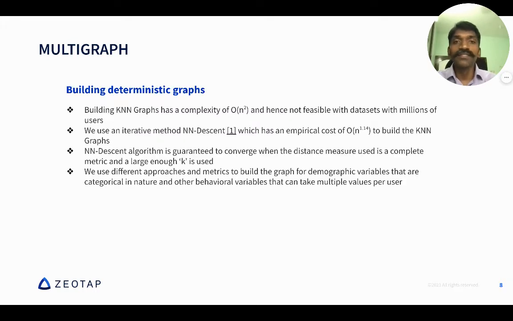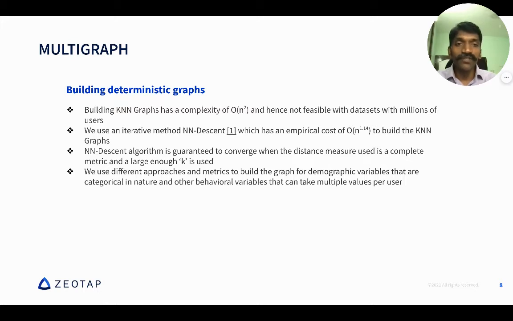So how do we build these deterministic KNN graphs? Building KNN graphs has quadratic complexity and is hence not computationally feasible with large datasets. So we use an iterative method known as NN descent to build the multigraph. In this method, we start with a random graph where each user is connected to k other random users. Now, we need to iteratively update the neighbors of every user. We do that by exploring the neighborhood space of the user.